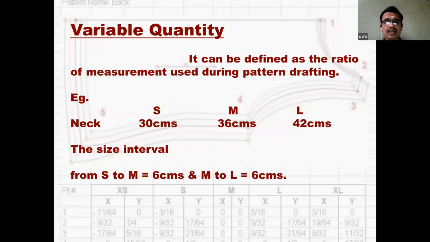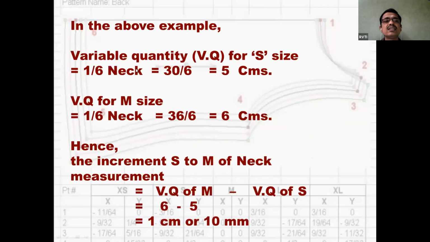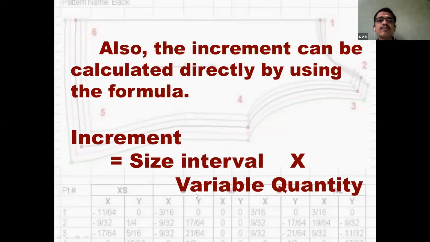Okay. See here. Otherwise, we can easily calculate directly. So what I did in the previous example, first I calculated the neck measurement, variable quantity for S size and variable quantity for M size, 5 and 6. Then I made the difference. But one simple formula is there. The increment can be calculated directly by using the formula: increment equals size interval into variable quantity.